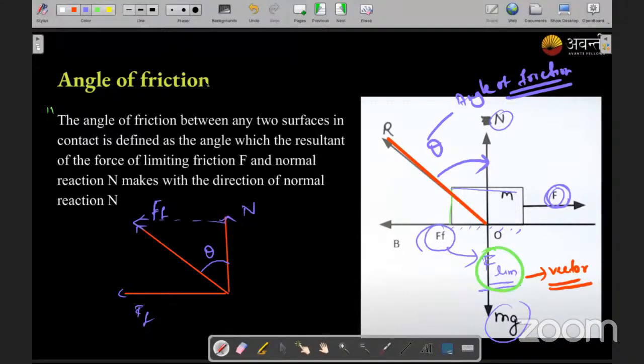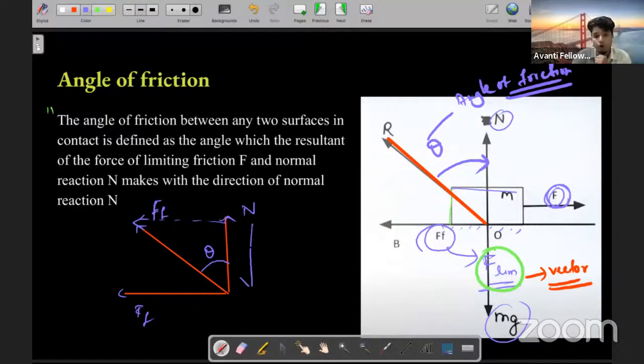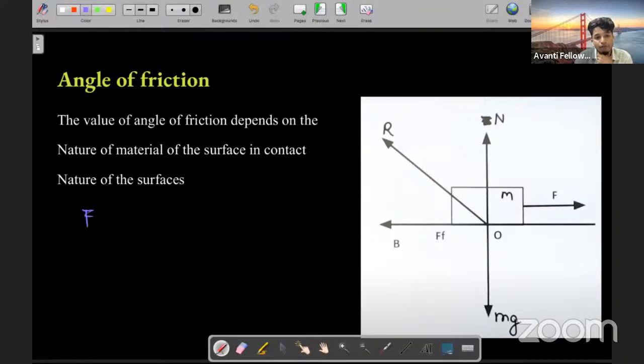Okay, students. Now what is this? This is normal. This is the friction force. Now, students, what is tan theta? What is tan theta, students? Let me know. Opposite side by adjacent side. That is F limiting force divided by normal. Sine by cos. But over here, is it F limiting force divided by normal? Tan theta equal to F limiting force divided by normal.